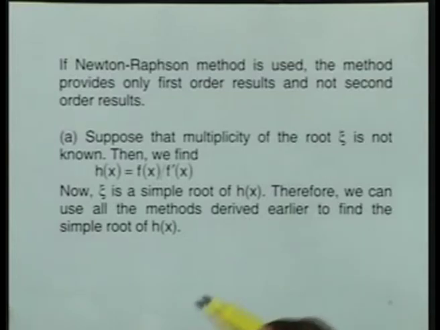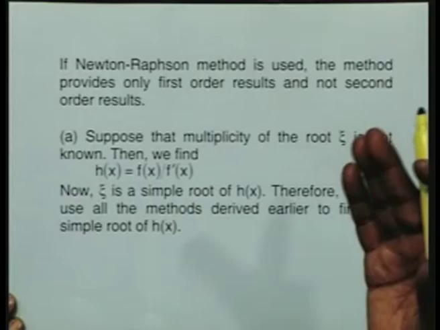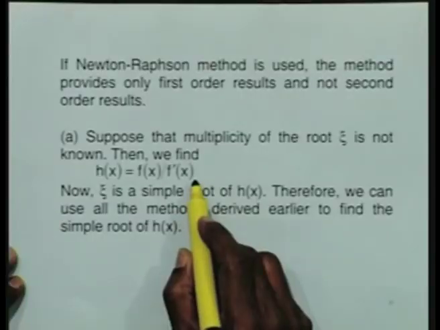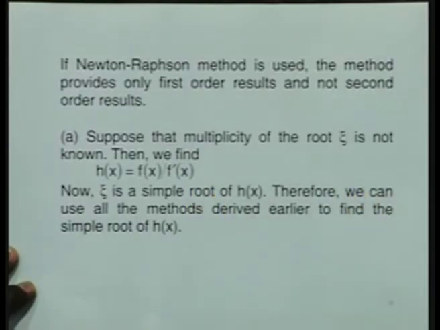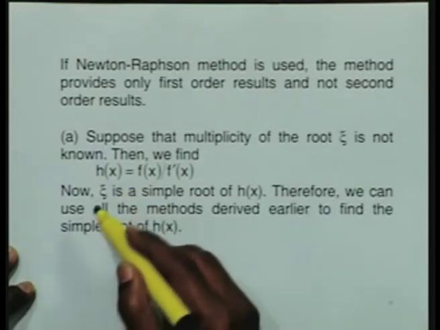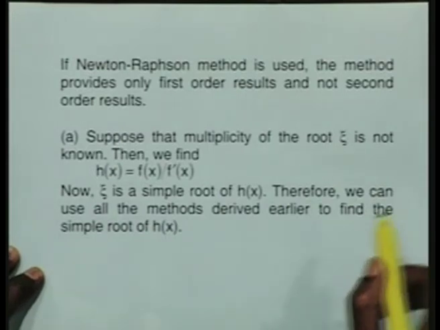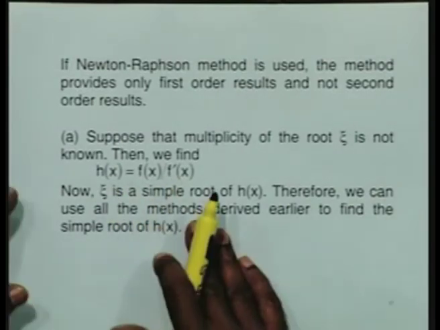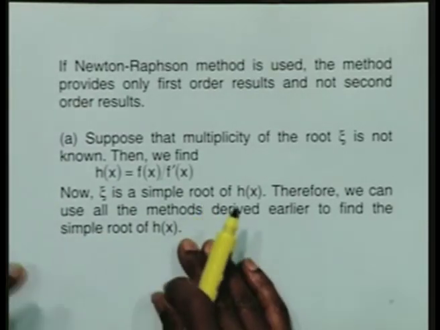Say f(x) has a root of multiplicity 4, its derivative will have a root of multiplicity 3. Therefore, the ratio will have a root of multiplicity 1, that means it will have a simple root. Since this h(x) has a simple root, I can use Newton-Raphson, secant, or any method, Chebyshev method on h(x), which will produce the required result of the same order as we are claiming there. Therefore, I can use the secant method, the Newton-Raphson method and all the other methods.